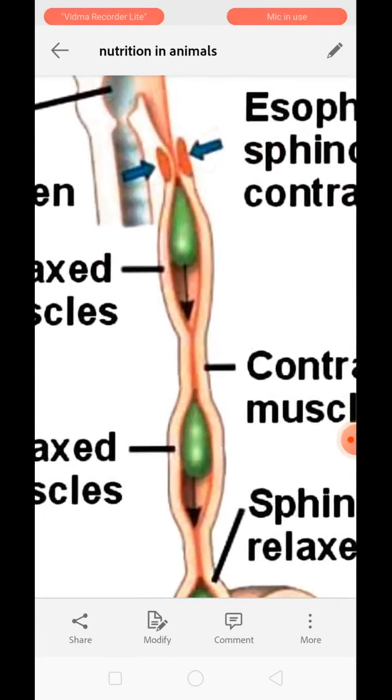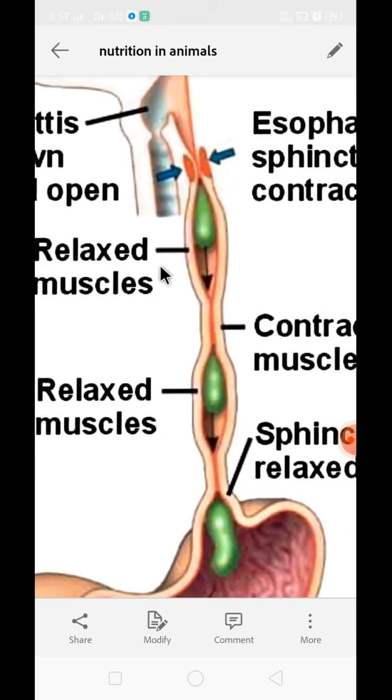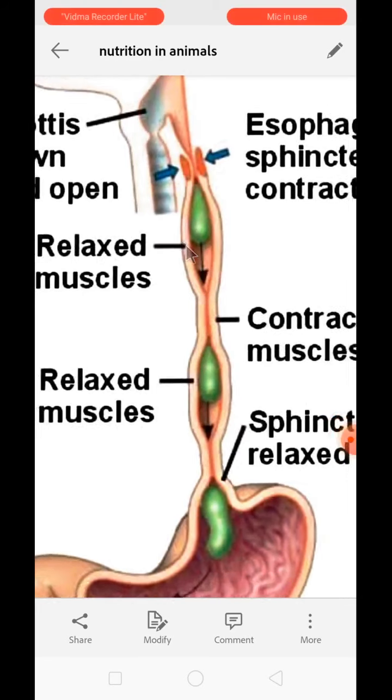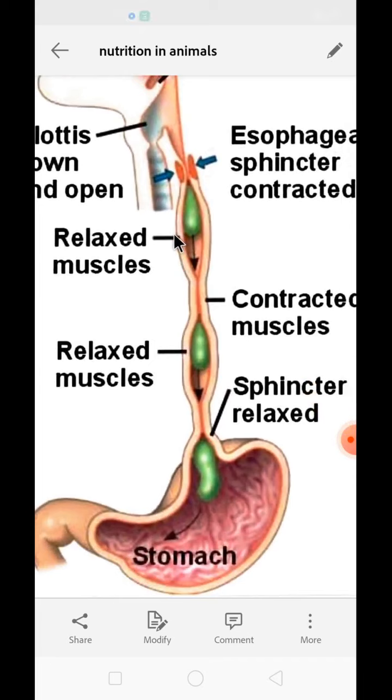See over here, this is how the esophagus pushes the food in a downward direction because of the contraction and relaxation of muscle. These muscles over here are in a relaxed condition, whereas here the muscles are contracted. Understood? This wave-like motion created in the esophagus pushes the food downward. This type of motion due to contraction and relaxation of muscle is known as peristaltic movement.